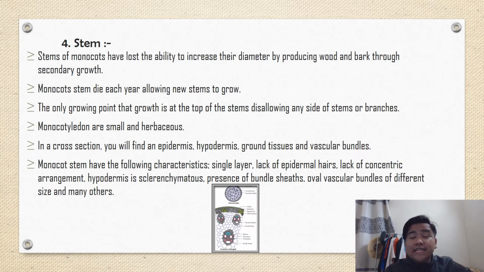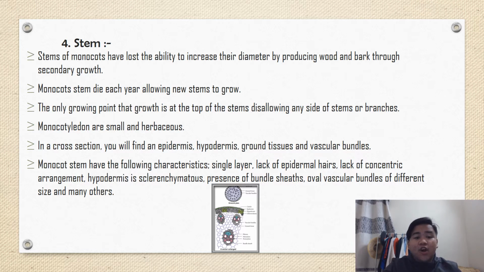Okay, so number 4 is stem. It is important to note that the stems of monocots have lost the ability to increase their diameter by producing wood and bark through secondary growth. Instead, monocot stems die down every other year, allowing new stems to grow. The only growing point of a monocot stem is at the top of the stem, disallowing the growth of any side stem or branch. Typically, then, monocotyledons are small and herbaceous.